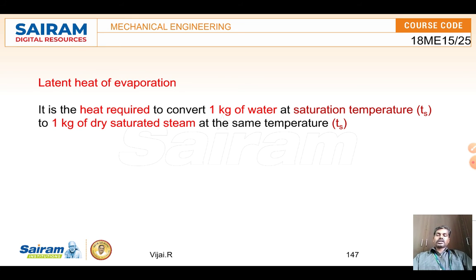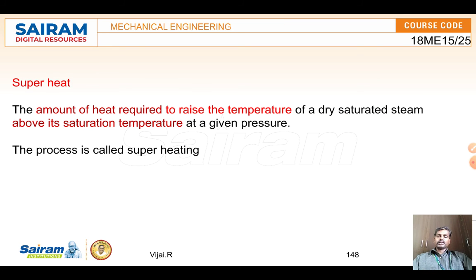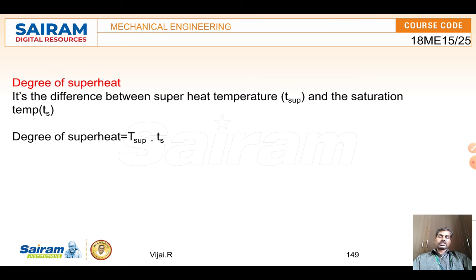Okay, so it is the heat required to convert 1 kg of water at a saturation temperature to 1 kg of dry saturated steam at the same temperature. It's the definition of the latent heat of evaporation. So by adding these two, we will get the internal energy, and the superheat is the amount of heat energy required for raising the temperature of the dry steam above the saturation level.